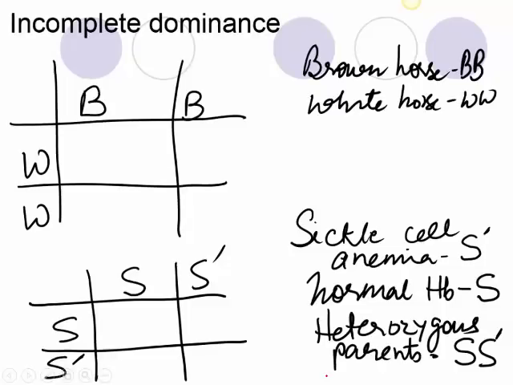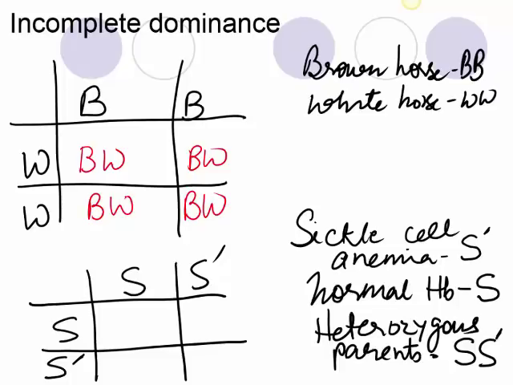Let's look at incomplete dominance, where you kind of get an in-between thing. Okay, so I'm using the horse. We could use flowers. So here, this is a brown horse, and this is a white horse. So when they mate, we'll get everything which will be the same.